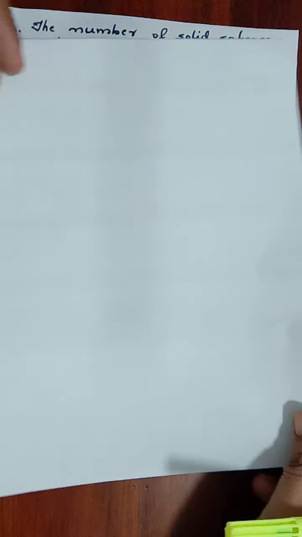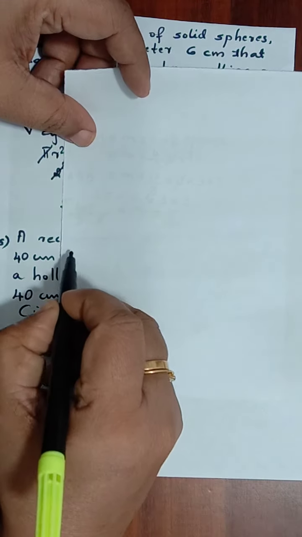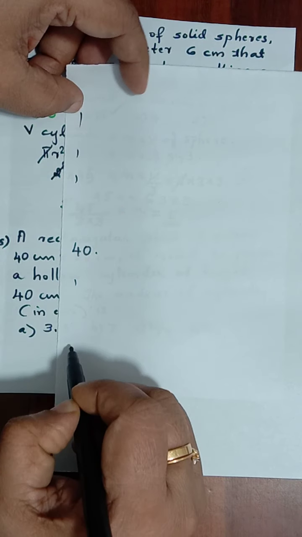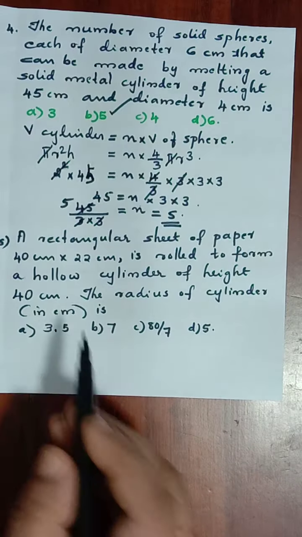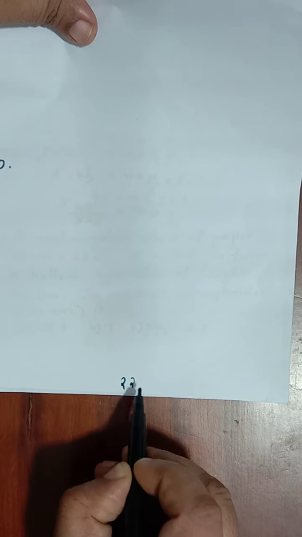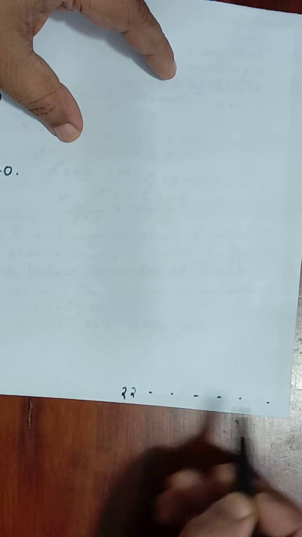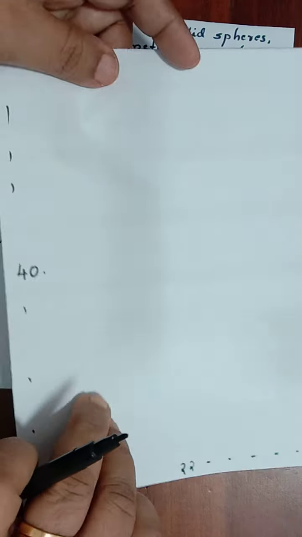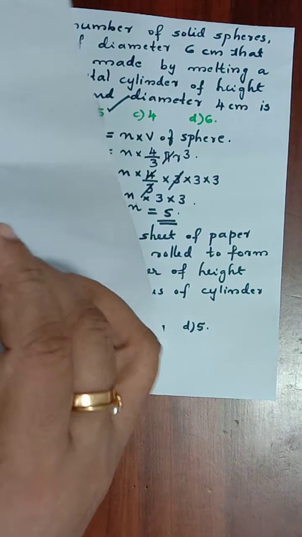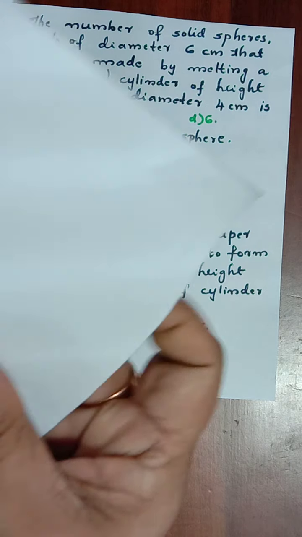So let us consider the sheet itself. Height we will consider it as 40. This is the height of this. And also here breadth is given as 22 centimeter. This is 22 centimeter breadth for this one. We are going to roll it. Just see how it is rolled. We are going to roll it to make a cylinder.